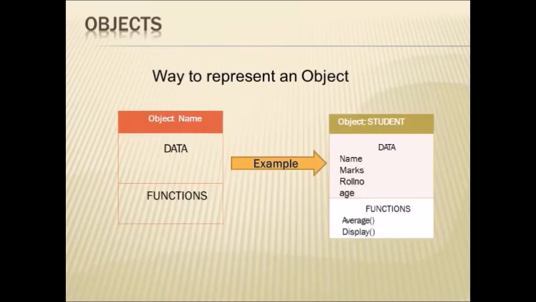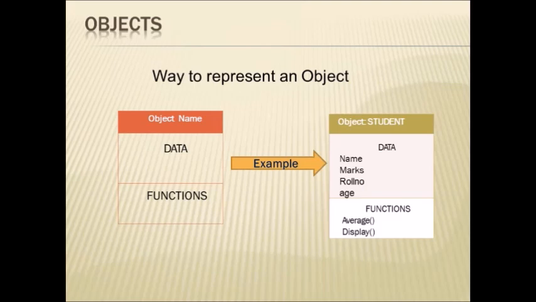And next, how the objects are represented. The objects are represented in a rectangular box which consists of three sections: object name, data, and functions. The example is student is an object. In the data part, student name, marks, roll number, age come under the data part. The average and display come under the method part or function part. So this is the structure of an object.